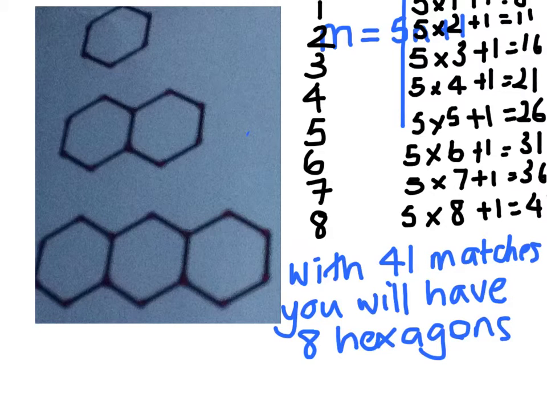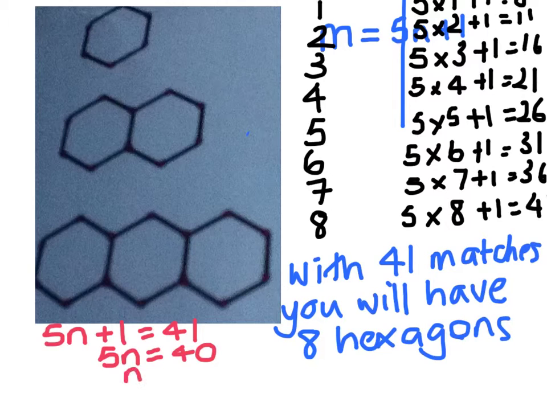Obviously you could also use normal algebra to solve this, which would have been very easy. 5n plus 1 equals 41. Move the 1 across and I get 5n equals 41 minus 1, which is 40. Then I'm going to divide by 5 and I get my answer: n equals 8. Again, even if you did it this way, you must then write it in words.